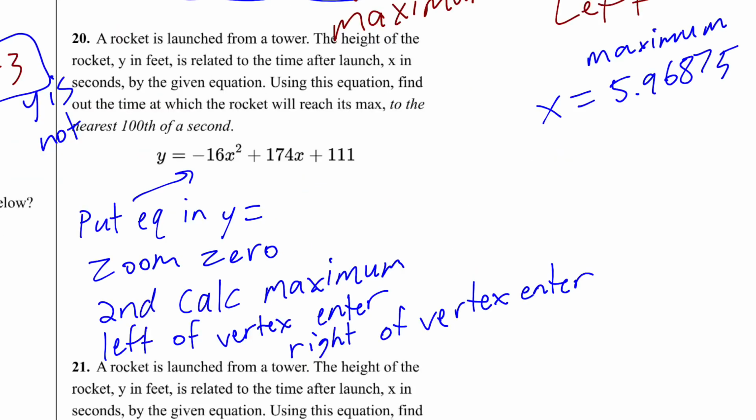And the steps for this one are actually the same for number 20. We're still launching a rocket, but they want to know the time when it will reach its max. So we're still looking at the vertex, but we're looking at the x-coordinate of the vertex. The directions are the same.